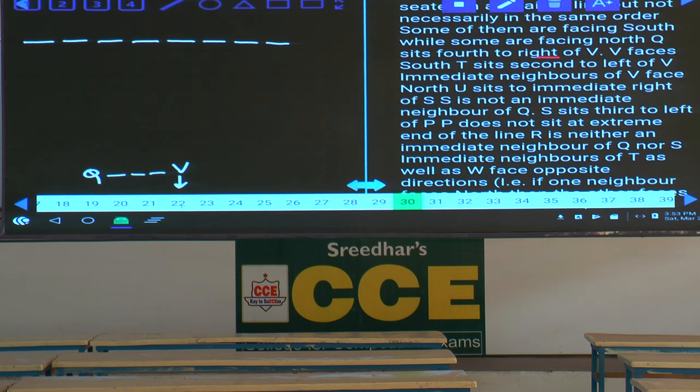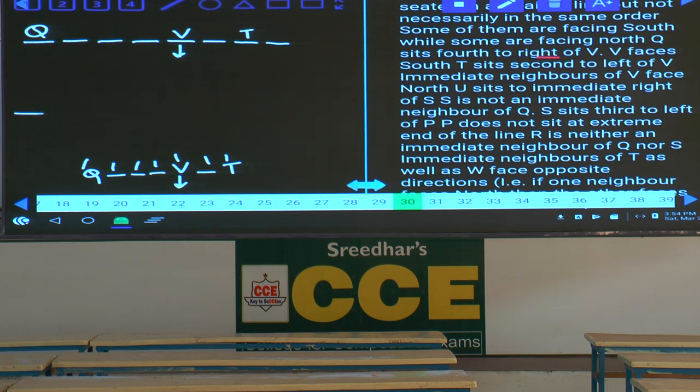T sits 2nd to the left of V. T is seated 2nd to the left of V, this is possible. Hence, how many possibilities do we have? Now, if you take Q, 1, 2, 3, 4, 5, 6, 7 places are covered. Two possibilities. Q can be at the first place, then 1, 2, 3, V will be here, facing towards south, and T will be here. T is second to the left of V.